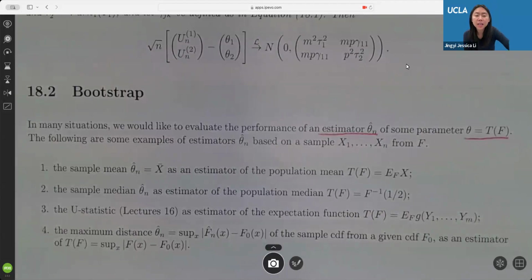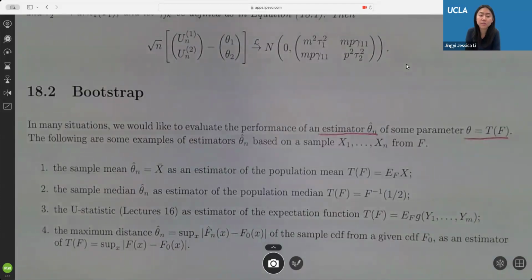Second, the sample median theta hat n as an estimator of the population median. The population median is just the 50th percentile, right? Third, the U statistic we just covered is an estimator of the expectation functional, right? That's what we just said. Written as the expectation of the g function with m arguments, Y1 to Ym, drawn from F.